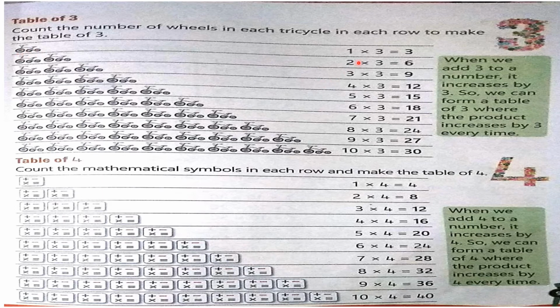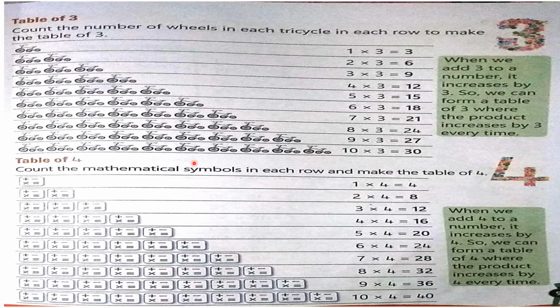3 wheels. So 1 times 3 is equal to 3. Here 2 tricycles, so 2 times 3 is equal to 6, and here 3 times 3 is equal to 9. Here 4 times 3 is equal to 12. 5 times 3 is equal to 15. 6 times 3 is equal to 18.